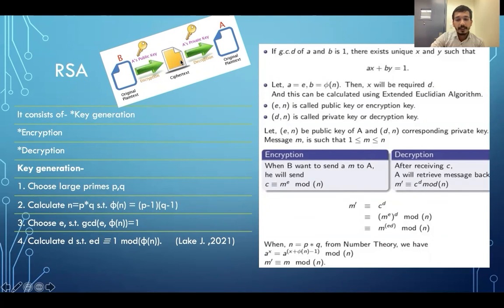After receiving C, A will retrieve the message back as M' congruent to C^D mod N. Then we have M' congruent to M^ED mod N, using A's private key. A will be able to retrieve the original plain text. We use ED congruent to 1 mod phi(n), and using number theory concepts we get M' congruent to M mod n.